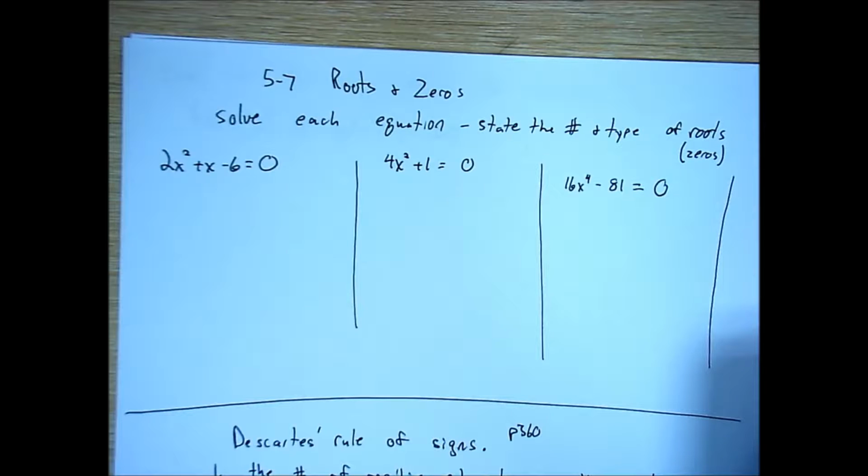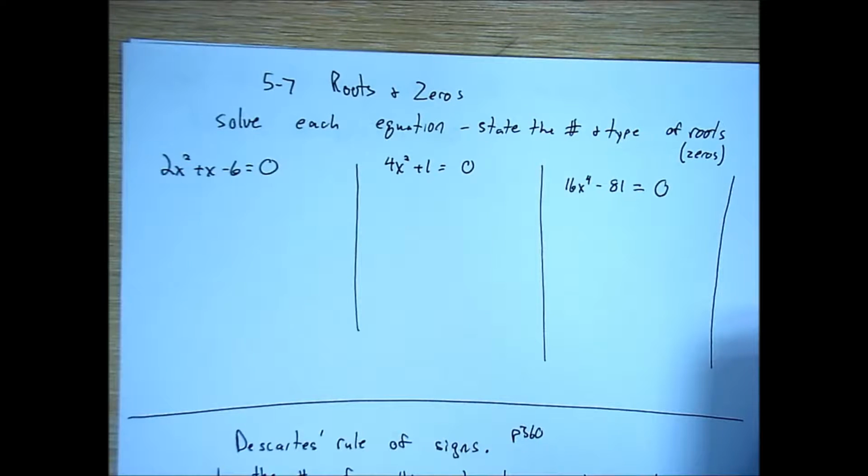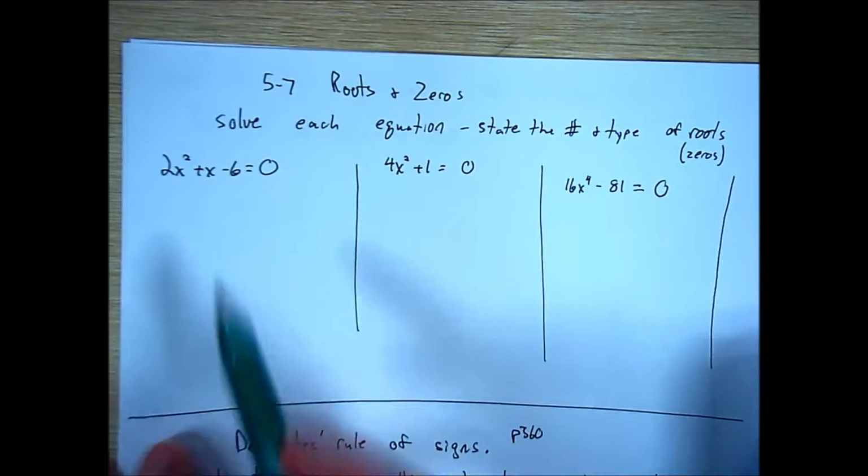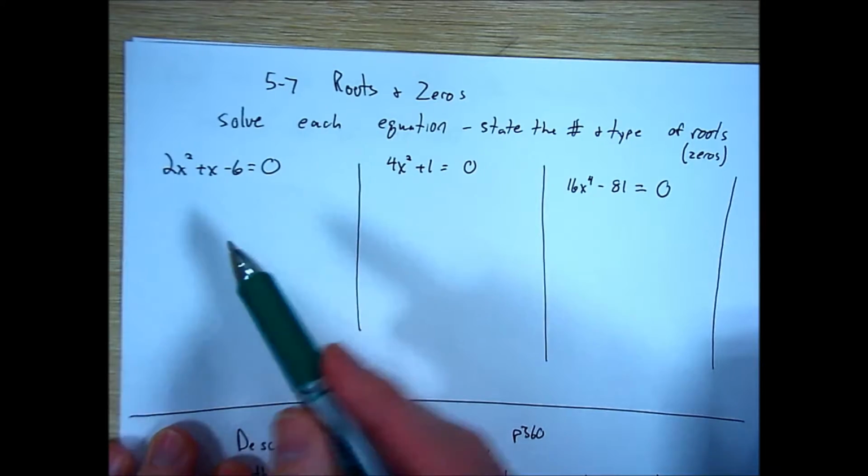Okay, the first type of problem we're going to have is solve each equation and state the number and type of roots, or zeros. So we should be able to do this from all prior knowledge before here. This isn't anything new. So just x squared, I should be able to solve this by factoring.